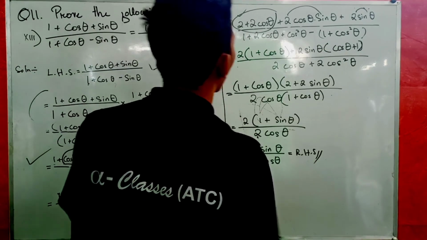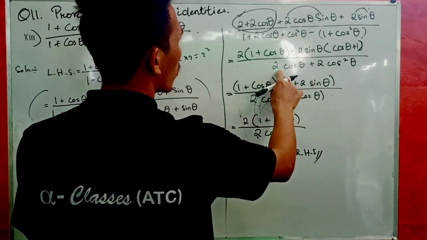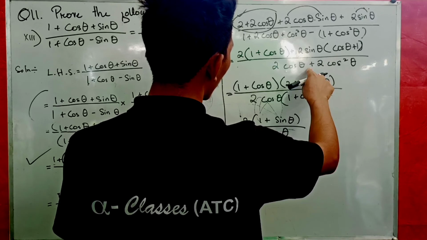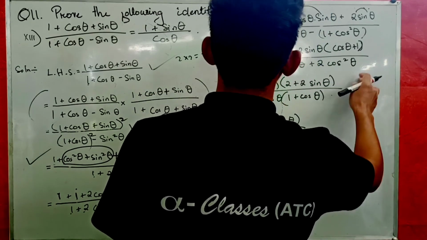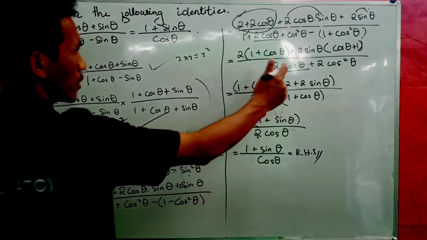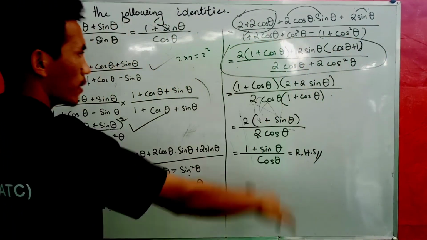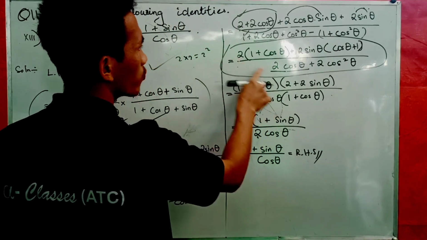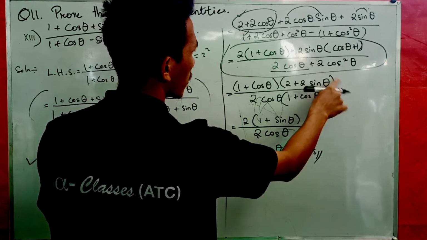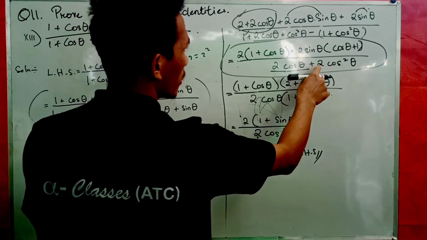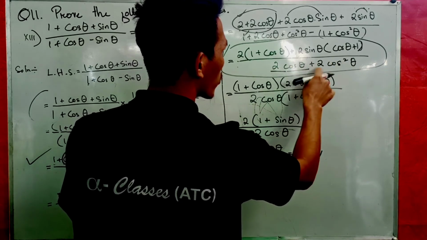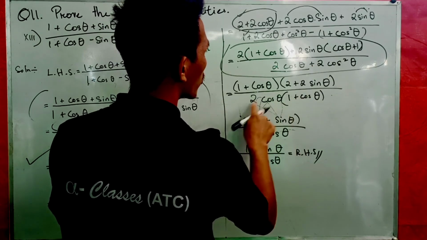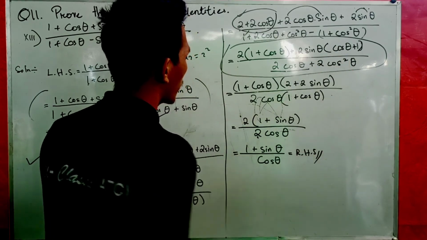2 cos theta plus 2 cos square theta. Taking 1 plus cos theta common, 2 plus 2 sin theta, 2 cos theta into 1 is 2 cos theta, plus 2 cos theta into cos theta is 2 cos square theta.